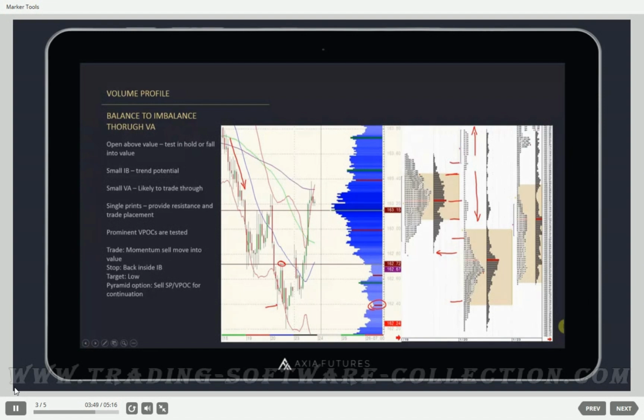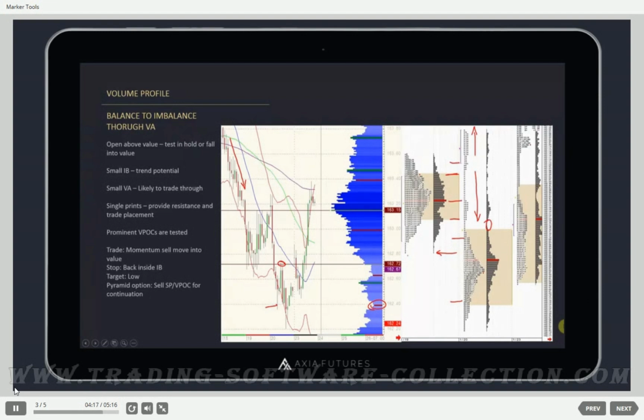So that's what you get on the balance to imbalance. Now, what you get the next day is, once again, prominent VPOC attracts price. We've got another gap higher. Prominent VPOC attracts price. We get a test down to it, and the market turns off this VPOC. We get a move back higher, and then we start to fill in these single prints, fill the volume in.